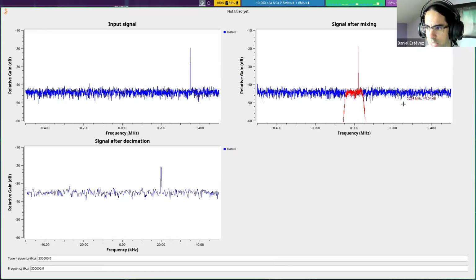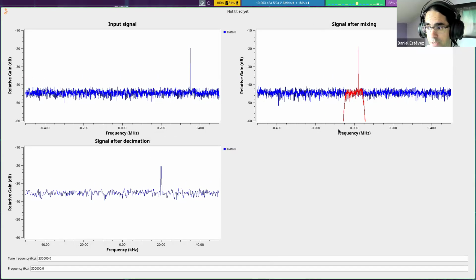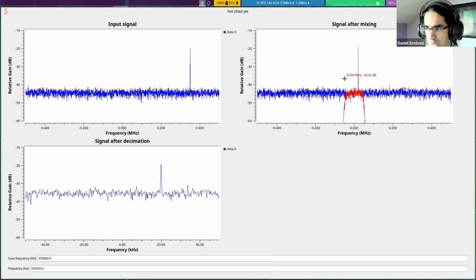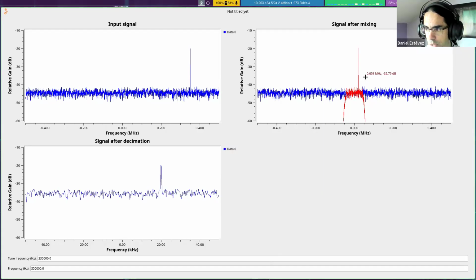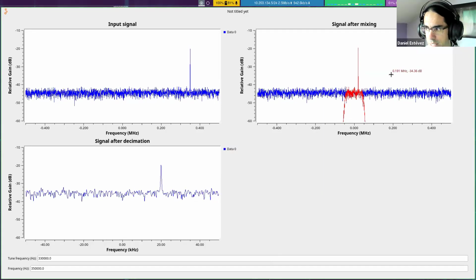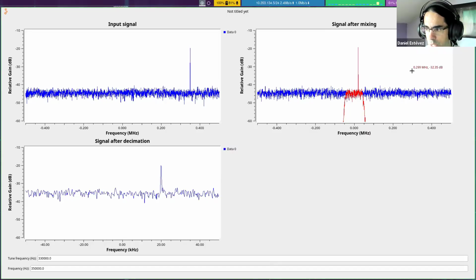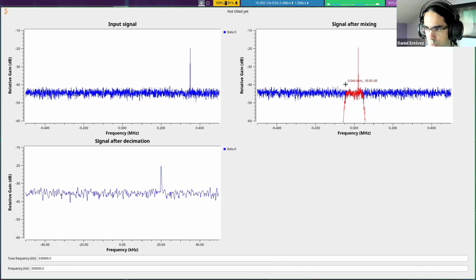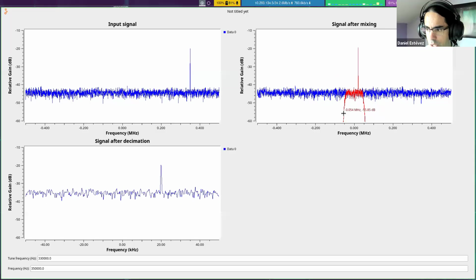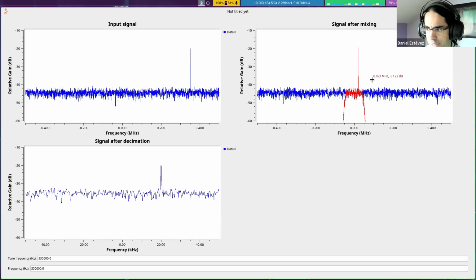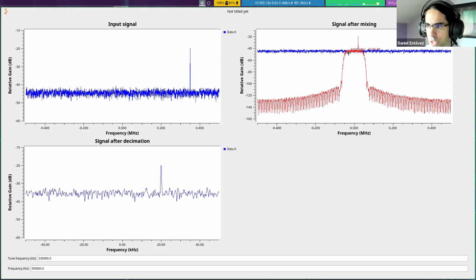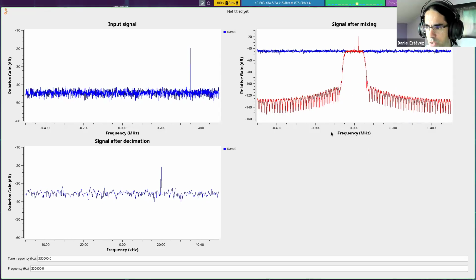So this in red is the output of my filter. We can see that between more or less minus 50 kilohertz and plus 50 kilohertz, the signals pass unmodified. So you might notice the noise floor is the same, the signal is the same. But then as we go away from that region, signals are heavily attenuated. I can do an auto scale. And you can see essentially the two things I was mentioning.